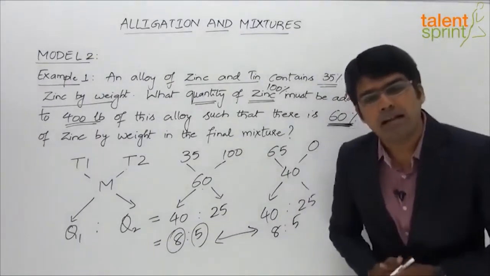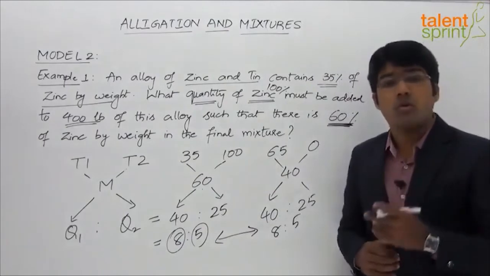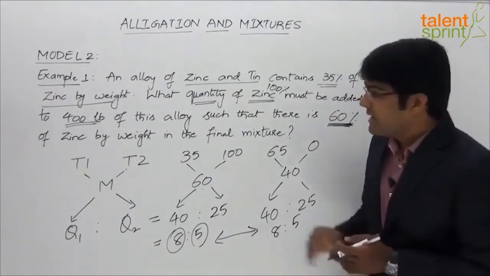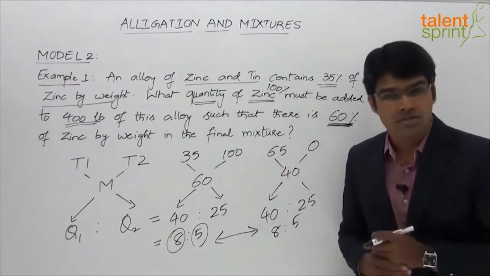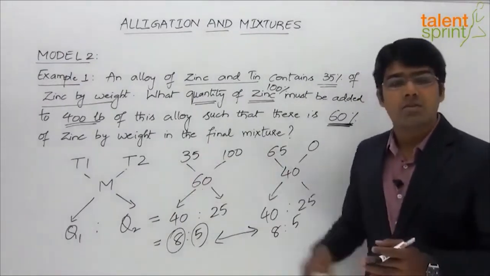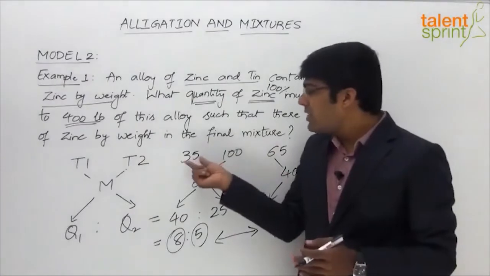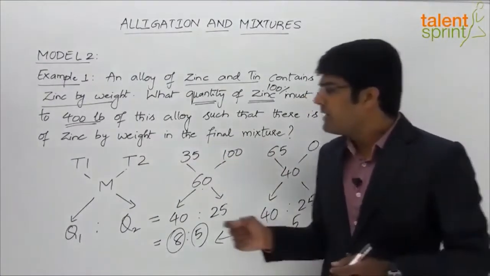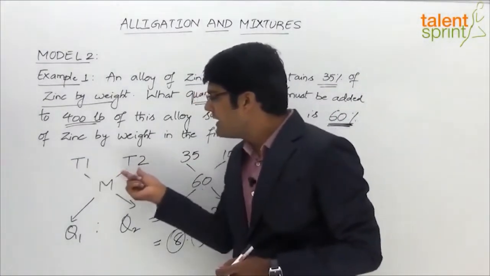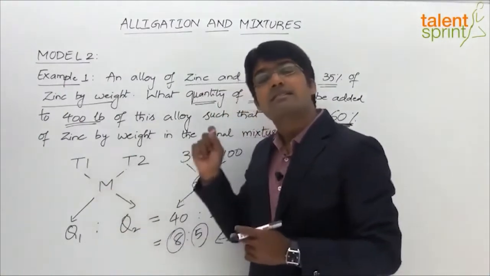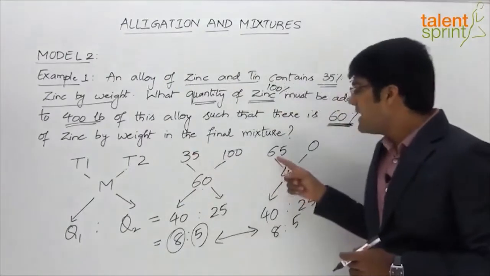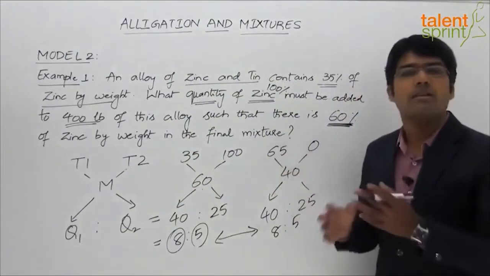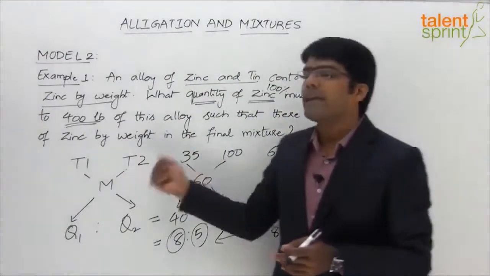One important point that I would like to draw your attention to before we move on to the next example is that when you are solving questions based on model 2, that is, based on compound mixtures, we should apply the alligation rule in such a way that we work on only one of the ingredients. Remember that all the values T1, T2 and M must be for the same ingredient. That is, either take everything for zinc or everything for tin. You cannot combine these two while applying the alligation rule.